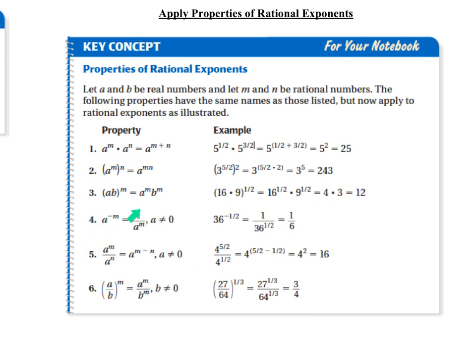Negative exponents still mean to take the reciprocal. So if you have 36 to the negative 1/2, that means 1 over 36 to the positive 1/2, which means the square root of 36. So you get 1/6 as your answer.